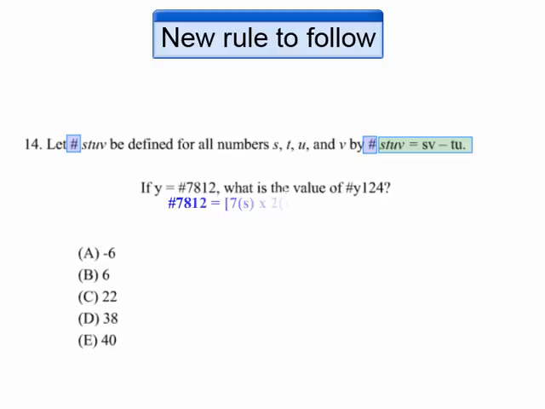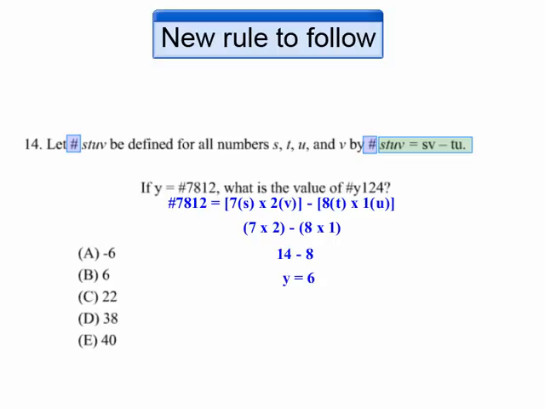Well, pound 7812 is equal to, as it says, SV minus TU. Well, 7 is in the S spot, 2 is in the V spot, right? 8 is in the T spot, 1 is in the U spot. So I've got 7, which is S, times 2, which is V, minus 8, which is T, times 1. That's 7 times 2 minus 8 times 1, 14 minus 8, so Y is equal to 6.